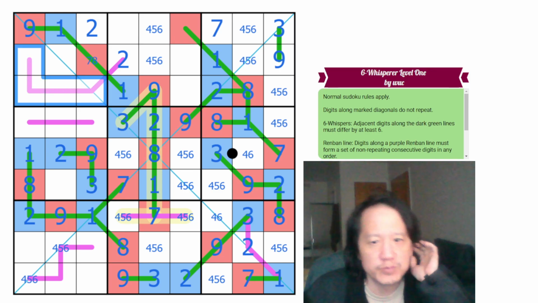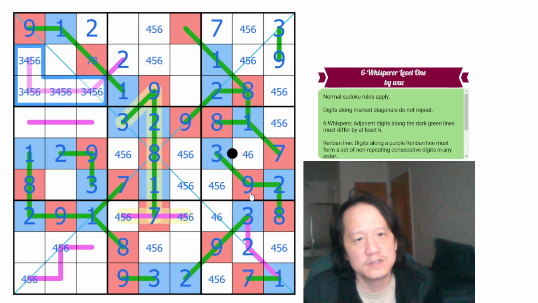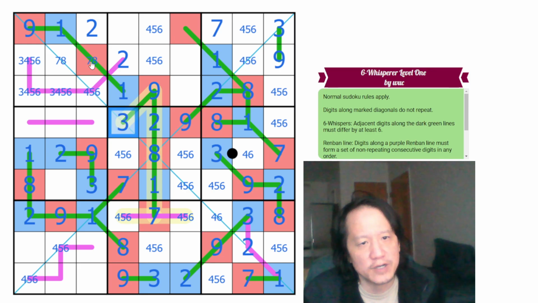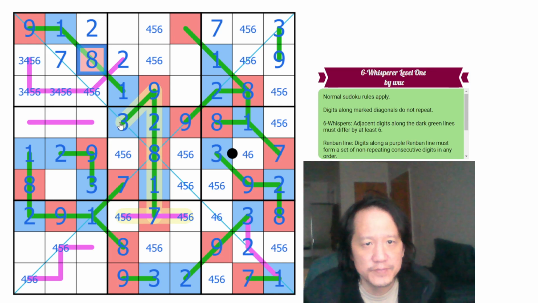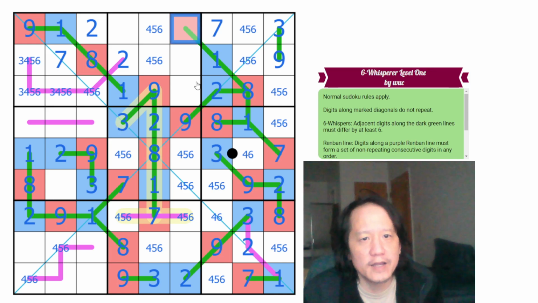Therefore, this must be 3, 4, 5, 6, which means this has to be 7 or 8 also. This can't be 3 because of the 3 that's already on it, and this can't be 8 because of the 8 that's already on the diagonal. Therefore, this is 7. This has to be 8. This has to be a high, and it has to be from 7, 8, or 9. It cannot be 7, it cannot be 9, so it has to be 8. The remaining cell must be 4, 5, or 6.